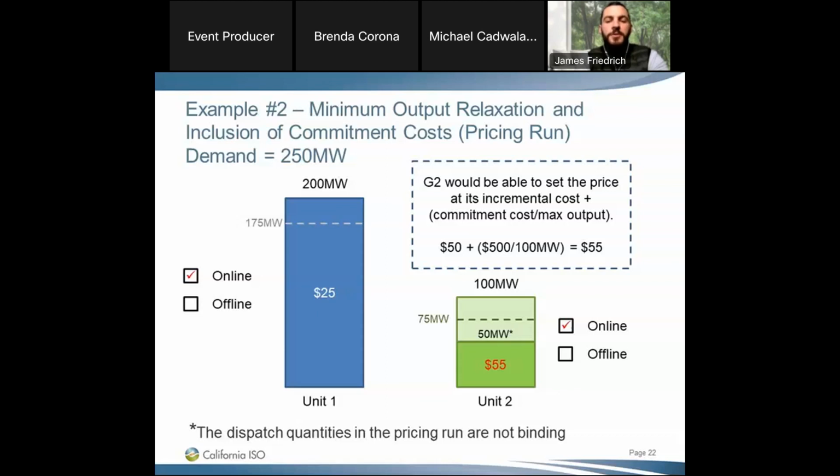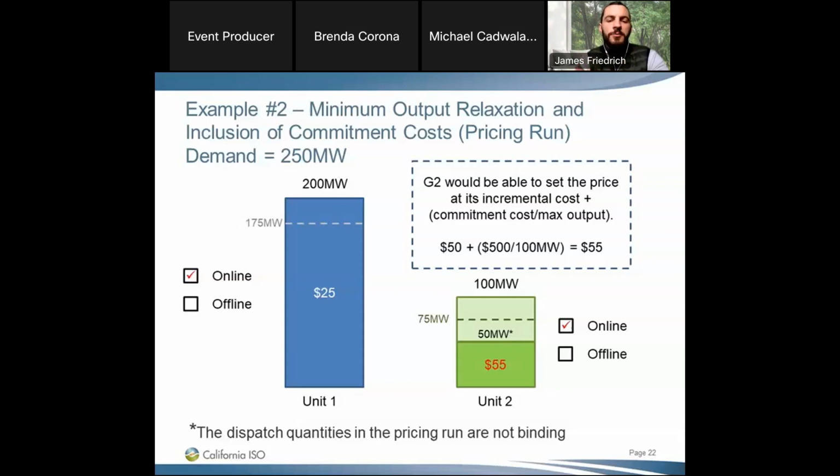Yeah, so to be fair, there are a variety of different ways that the other ISOs incorporate commitment costs into the pricing. I'm not actually sure that any ISO uses this specific method, but the concept is such that $55 is sufficient for Unit 2 to cover both its incremental and its fixed costs through the market price without requiring an uplift. And so this method of including the commitment cost over its max output accomplishes that, at least for this interval.